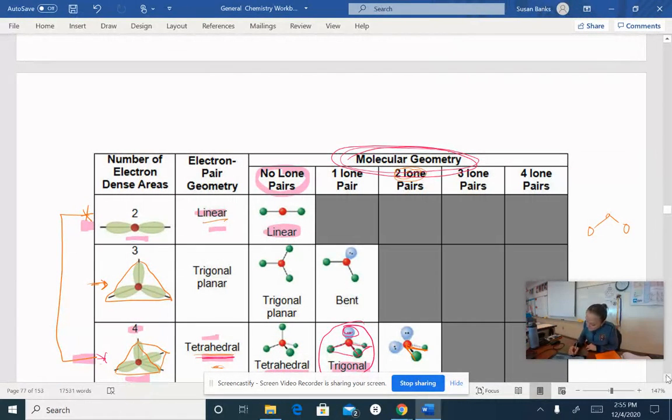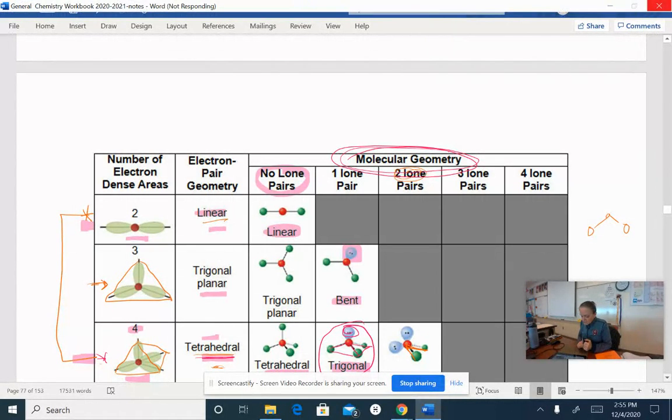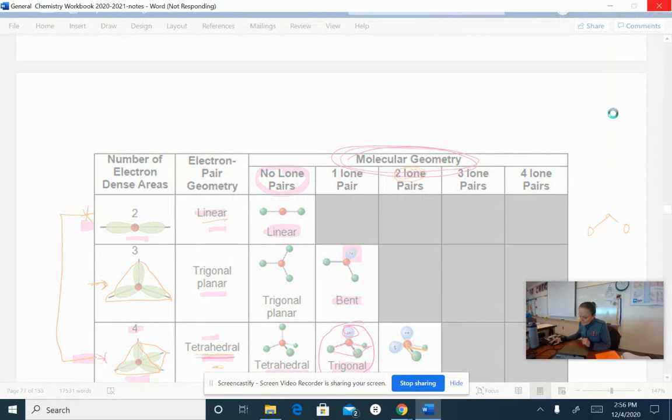Okay, I've got three areas, so my electron geometry will be trigonal planar. But because I've got one lone pair, I will have a molecular geometry of bent. Okay, so I will have trigonal planar for my electron geometry, and I will have bent for my molecular geometry. Why is this freezing up?